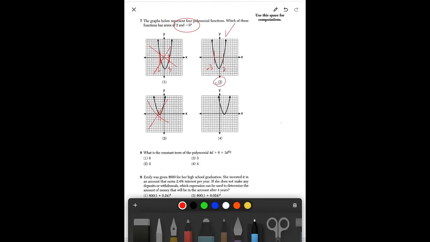We can stop there. So basically, when they ask for zeros and if they give you a graph, you just find where the graph crosses the x-axis. Wherever it crosses the x-axis, those are zeros. Sometimes we call them roots. Sometimes they call them x-intercepts, but they're all the same thing.